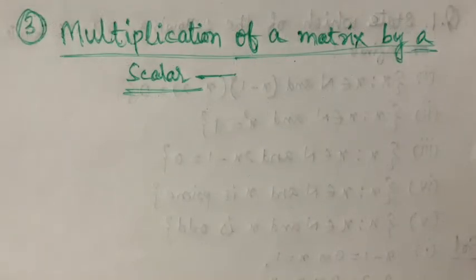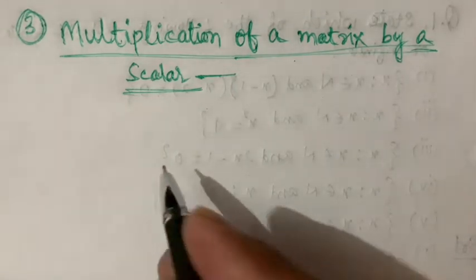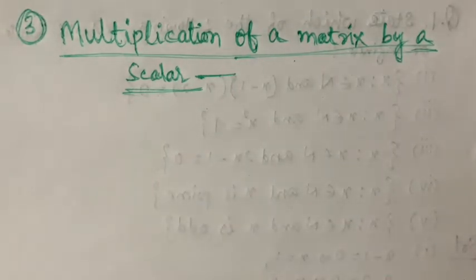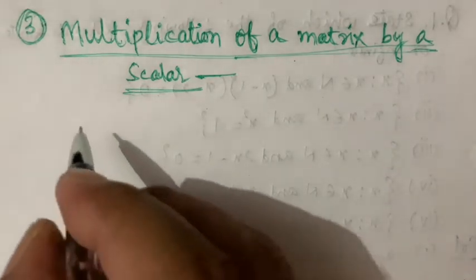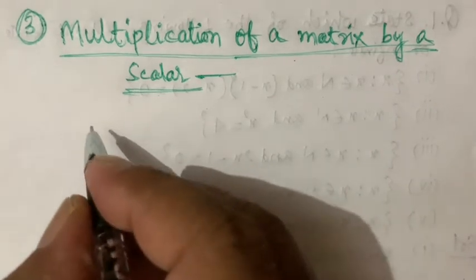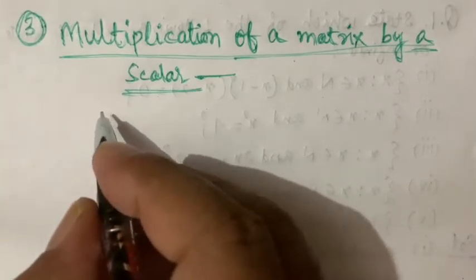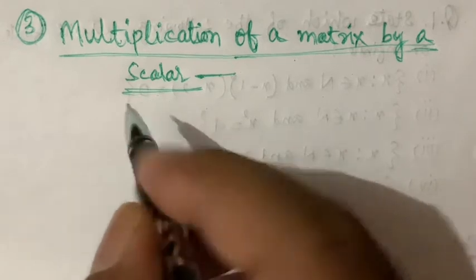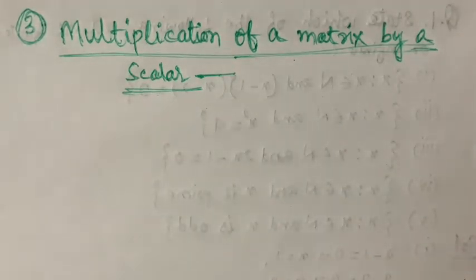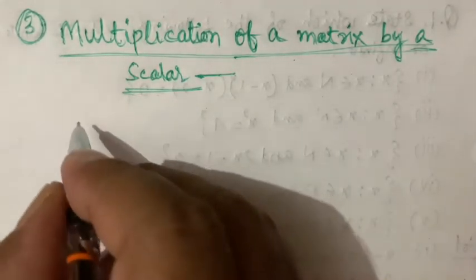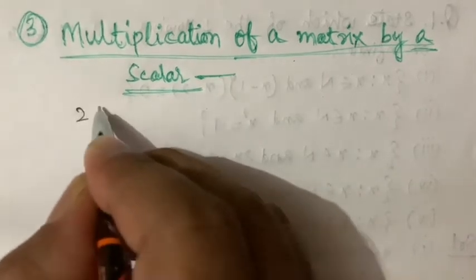Let us take now the multiplication of a matrix by a scalar. Now, what do we mean by a scalar? Scalars are merely numbers. They can be real numbers or imaginary numbers, complex numbers, any number can be there, but by scalar we usually mean a number. So if we multiply a number with a matrix, what will happen?